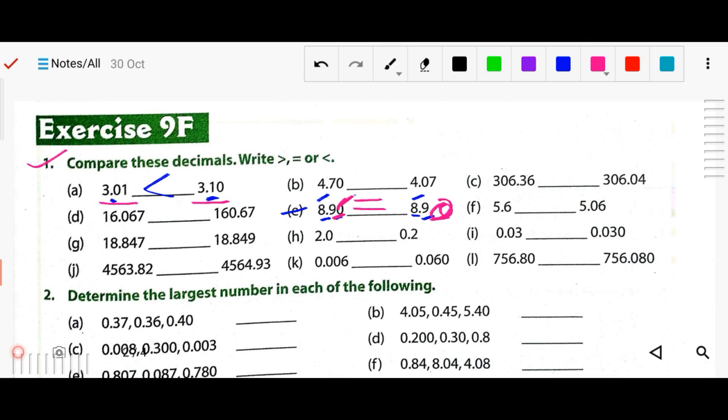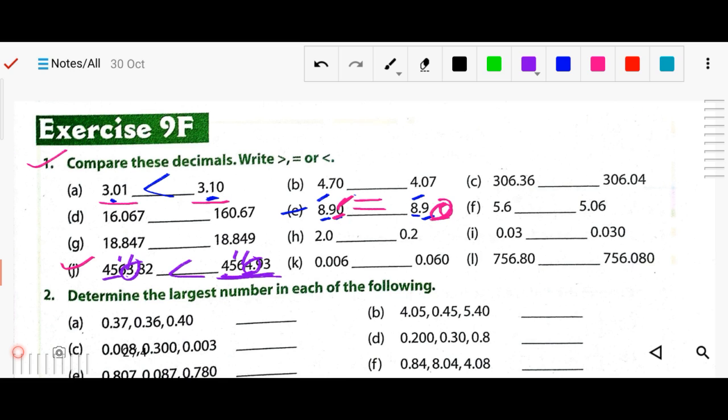Got it? Here you can see number J. First there is a 4, also here is the 4, same. 5, then again here is the 5, same. Then 6, also here is the 6, same. Now here you can see there is the 3, but here is the 4. So of course this side is the greatest side. So which sign will be there? We can put this sign because this number is the greatest number.